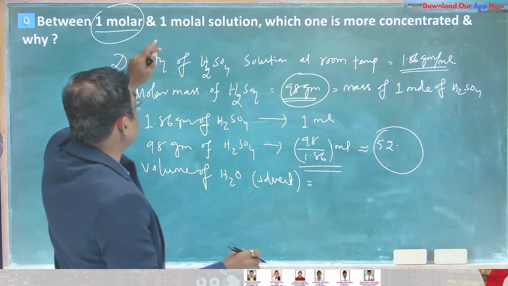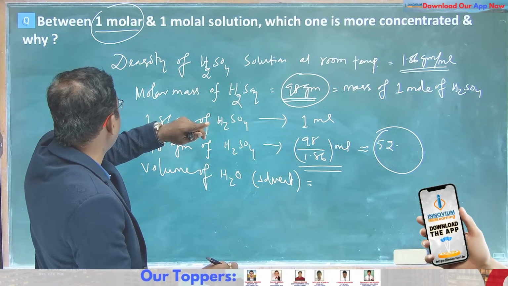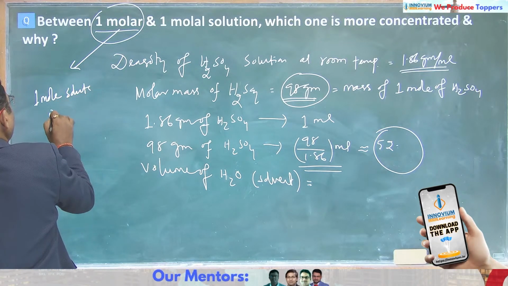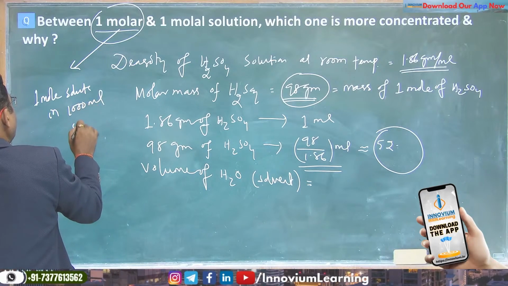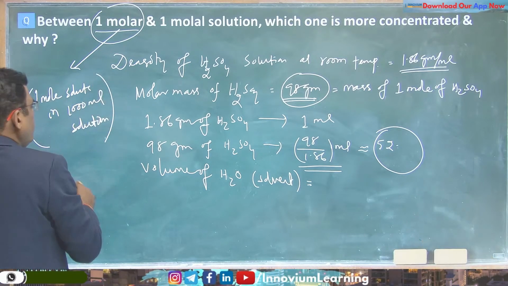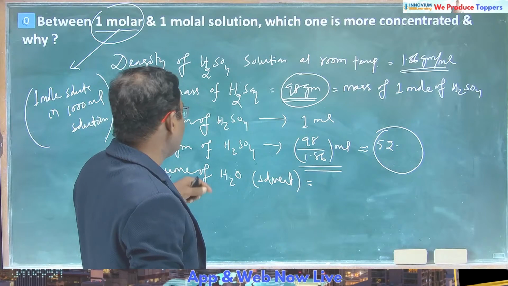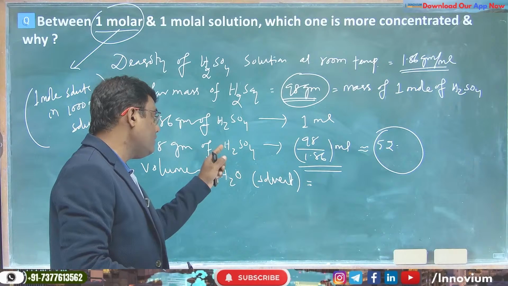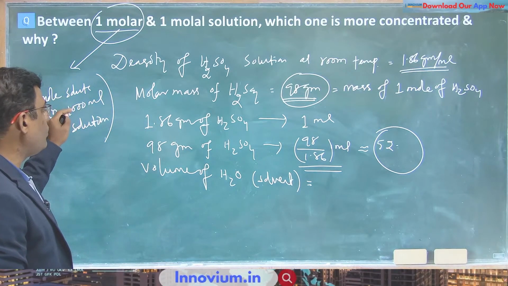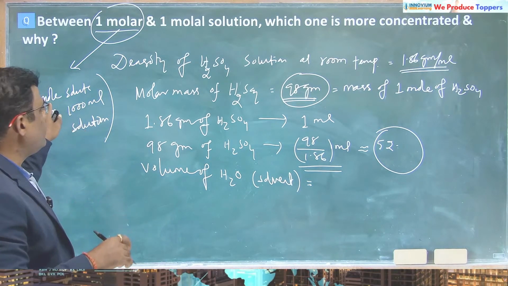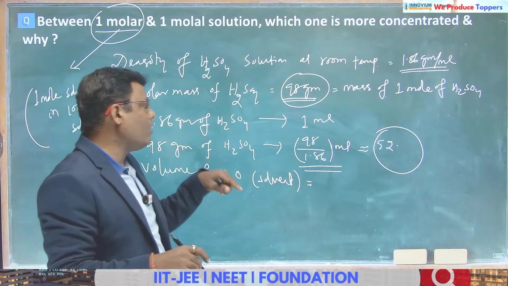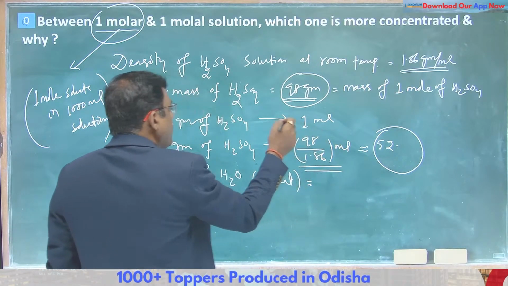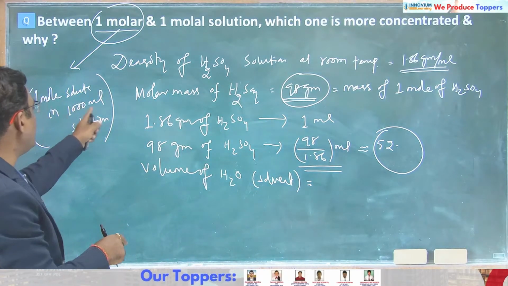Actually 1 molar means 1000 ml solution. Volume of solution is 1000 ml, correct? 1 molar means what? 1 mole solute in 1000 ml solution. So the volume of solution is 1000 ml. Out of that, the solute is H2SO4, and that solute H2SO4 is present by what mole? 1 mole. And 1 mole of H2SO4 has got what mass? 98 gram mass. That 98 gram mass of H2SO4 has got what volume? This much volume. So this much volume is there in 1000 ml of solution.